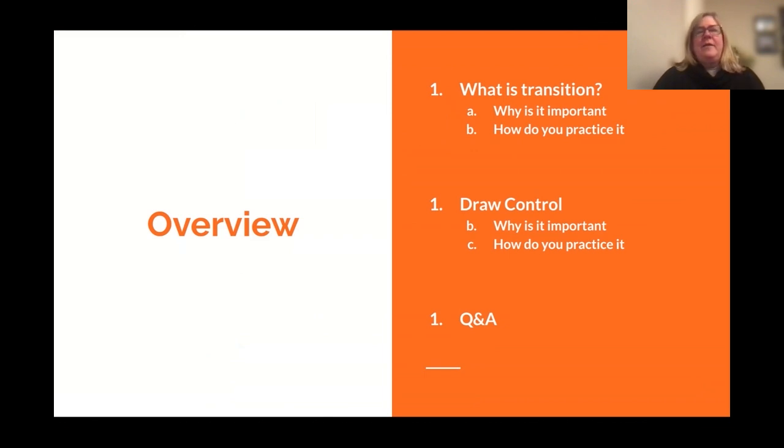So just tonight, KK asked me to talk a little bit about two really important parts of the game. And I think getting down to the basics on both of them will be really critical for folks. The first one we're going to talk about is transition, and what does transition mean? Why is it important? How do you practice it? And then similarly with draw controls, why is it important? Ways to practice it, and also defining for yourself and your group success both in transition and draw controls.